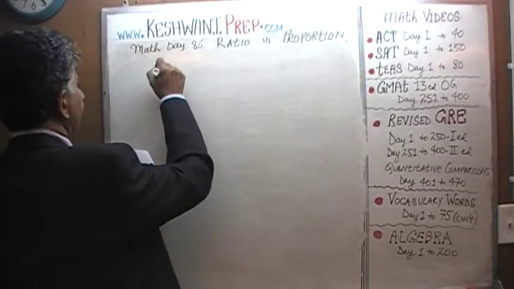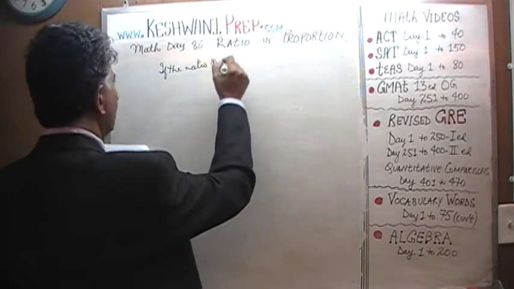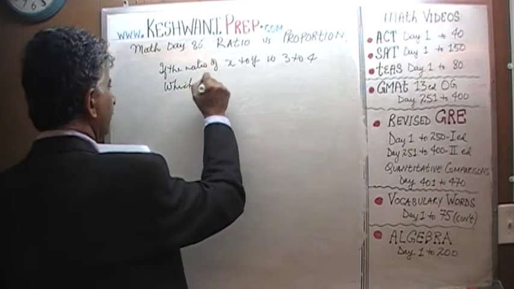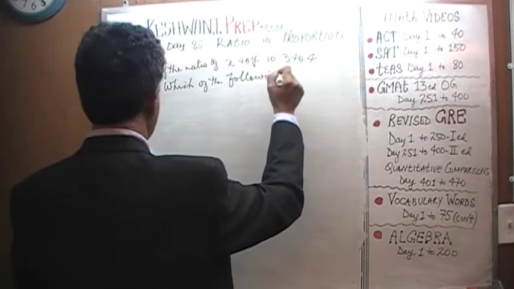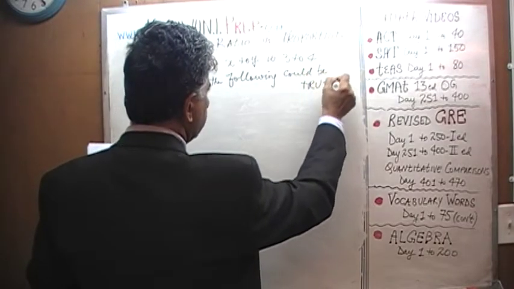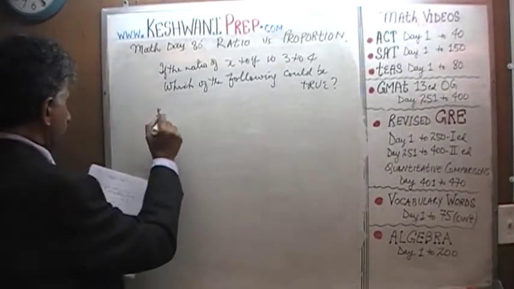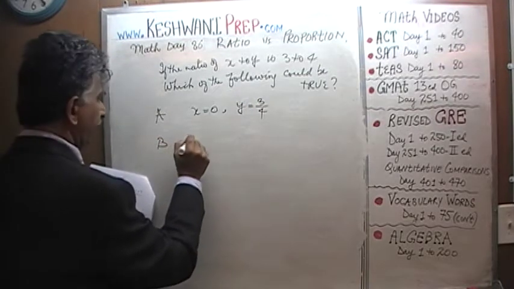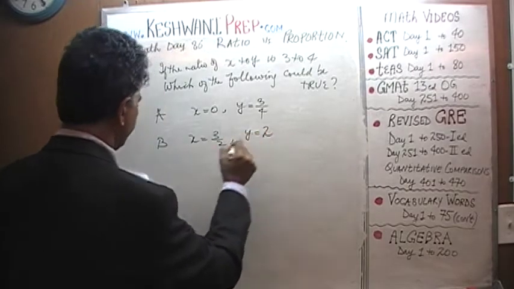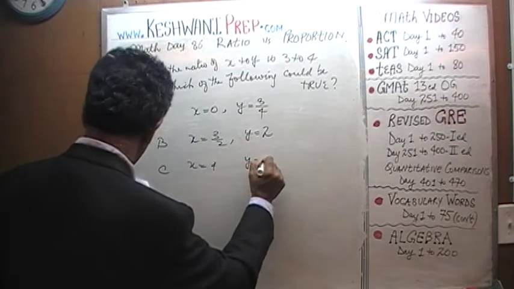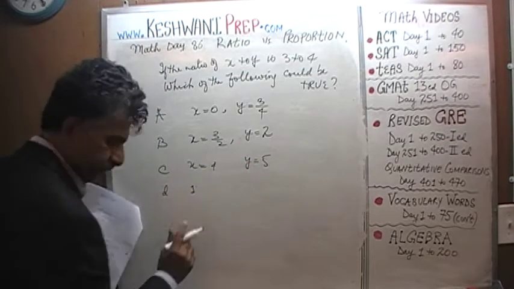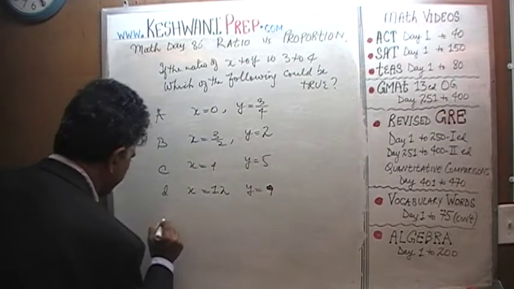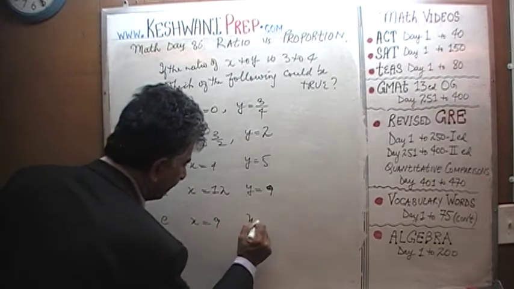Here's the question. If the ratio of x to y is 3:4, which of the following could be true? Here are the answer choices. A tells us that x is equal to 0 and y is equal to 3/4. B tells us that x is equal to 3/2 and y is equal to 2. C tells us that x is equal to 4 and y is equal to 5. And D tells us that x is equal to 12 and y is equal to 9. And E tells us that x is equal to 9 and y is equal to 16.